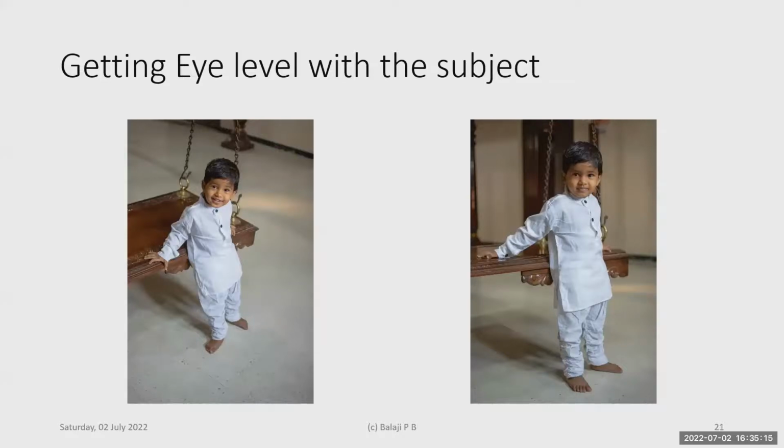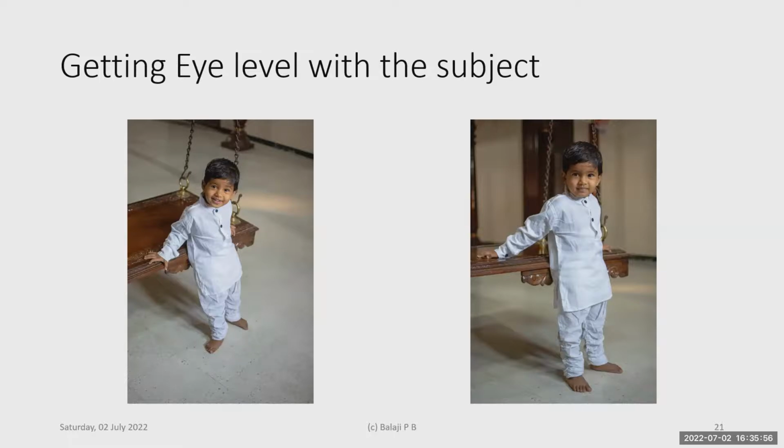So this is actually a picture of my daughter. These are two pictures taken a few seconds apart. One of the important aspects that most people often forget is getting to eye level with the subject. The subject in this case was my daughter, she was very small. When you take a picture from above eye level, she looks very small. Of course, she was small. But when you get to eye level with the subject, the entire picture changes.